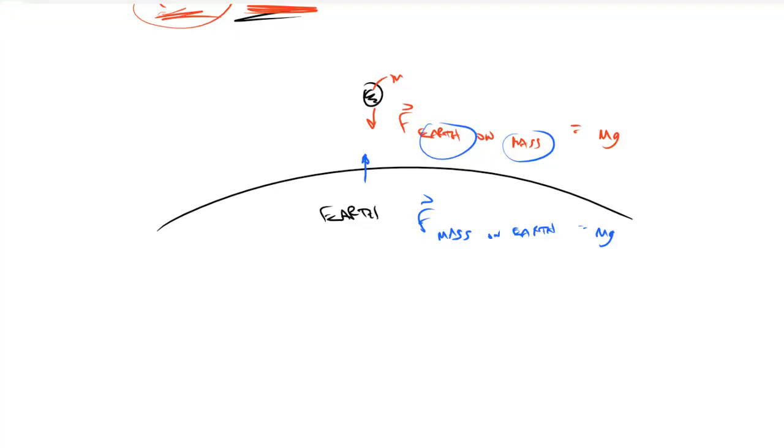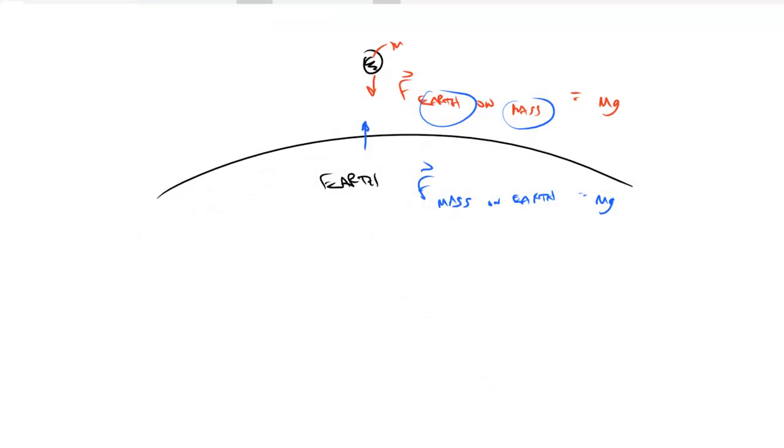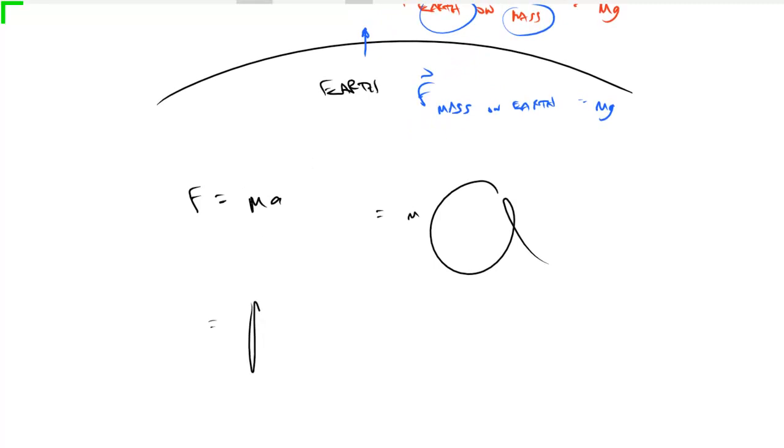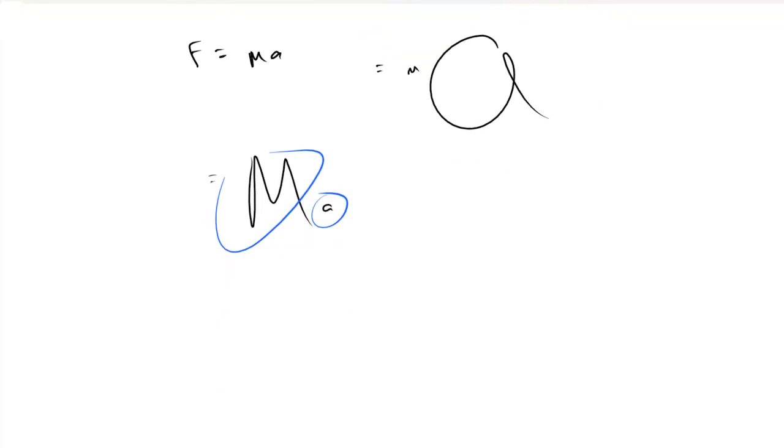The reason that we don't necessarily observe the ball pulling the Earth upwards is that force is mass times acceleration. So if I have a tiny little mass here, this could be a tiny mass and a big acceleration, or we could say this is a very large mass times a very small acceleration. And so we don't perceive the acceleration of the Earth because the mass is so large that we don't notice the acceleration of the Earth.